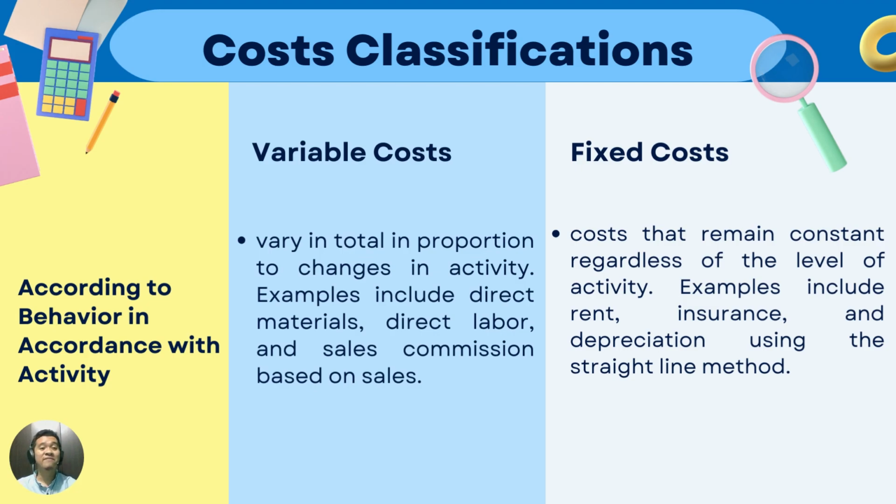So we have what we call the variable costs and the fixed costs. Si variable cost, from the word variable, naga-vary siya in total in production. So naga-change siya in relation to the total production. Example, the direct materials, direct labor, and sales commission based on sales. So naga-change siya ba? Let's say, ang direct materials, kung dako ang production, daghan pod ang direct materials. So variable siya, naga-change siya.